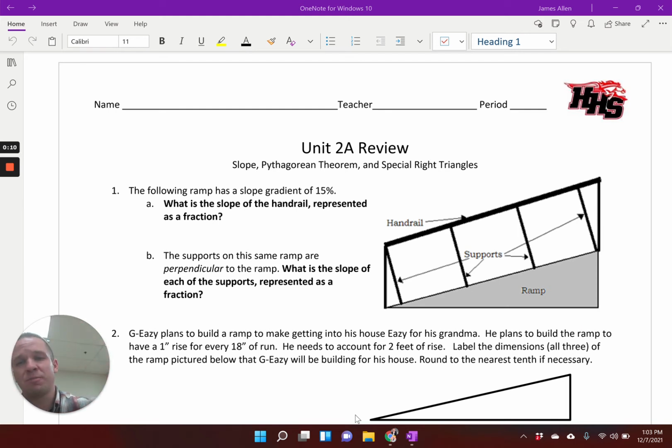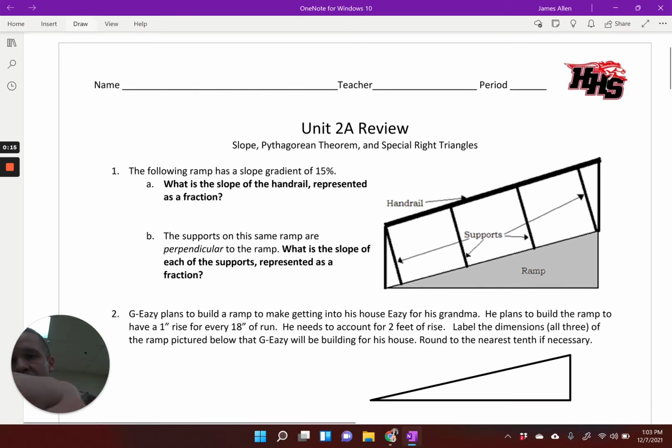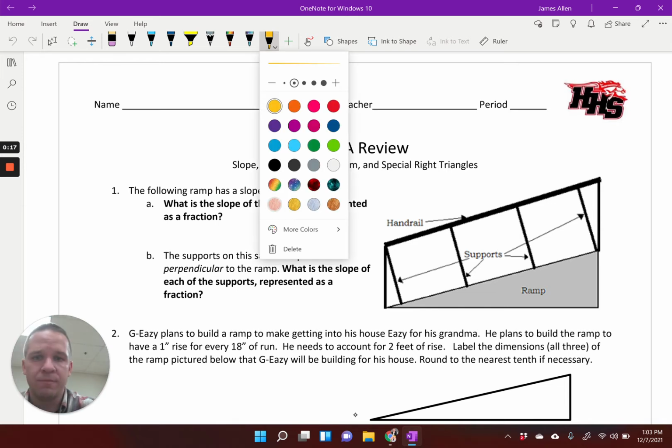Let's get started. Between lunch and taking some breaks, we're working through this review. Hopefully this helps for your test. Let's see if I can get this thing to draw, though. That would be ideal, right? I'll go with the dark blue.